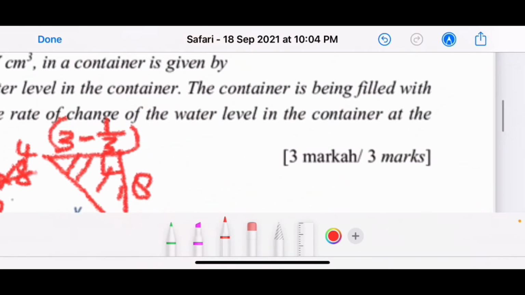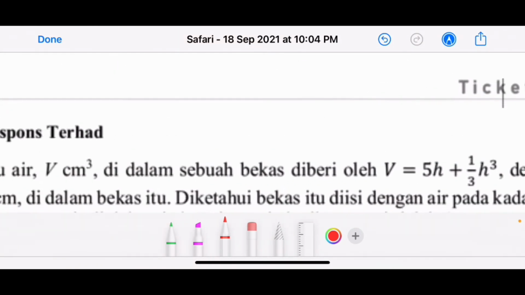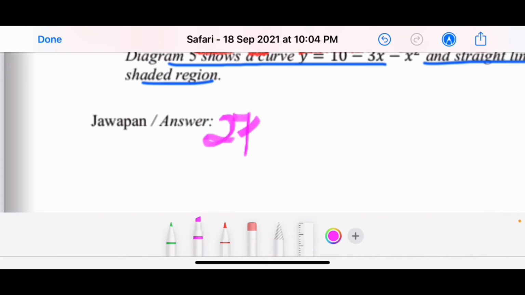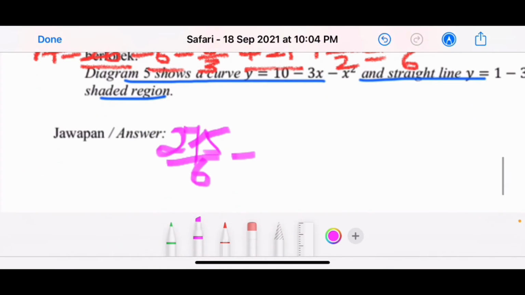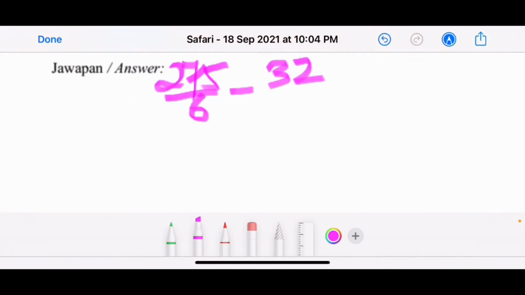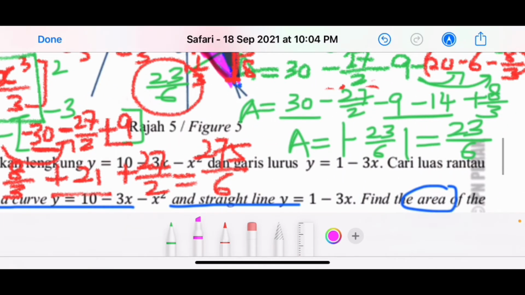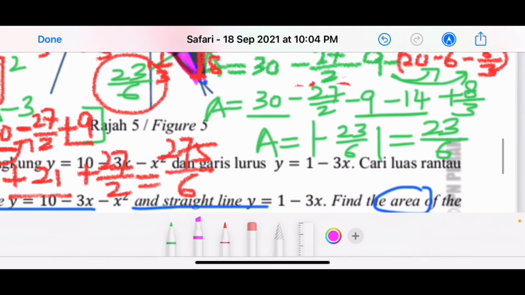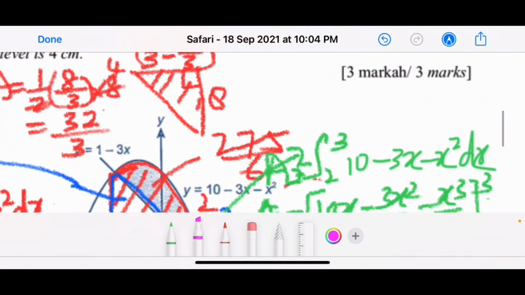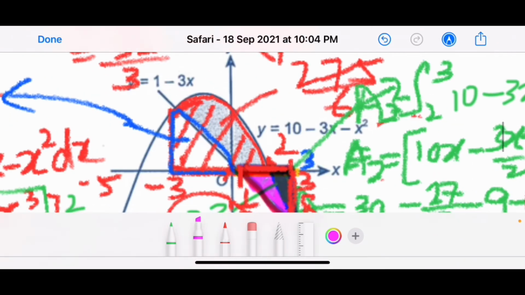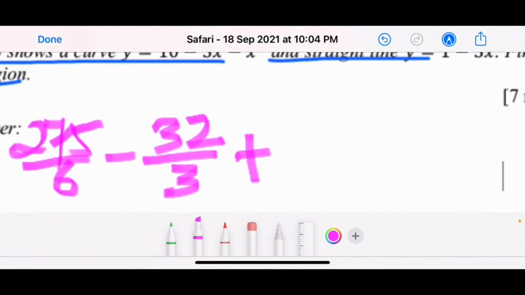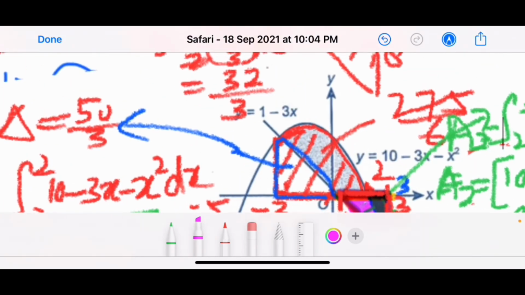So now let's find the total area. 275 over 6 minus this area under the curve, minus 32 over 3. Okay, the triangle, where is the triangle? The triangle is 32 over 3, right? Minus 32 over 3.